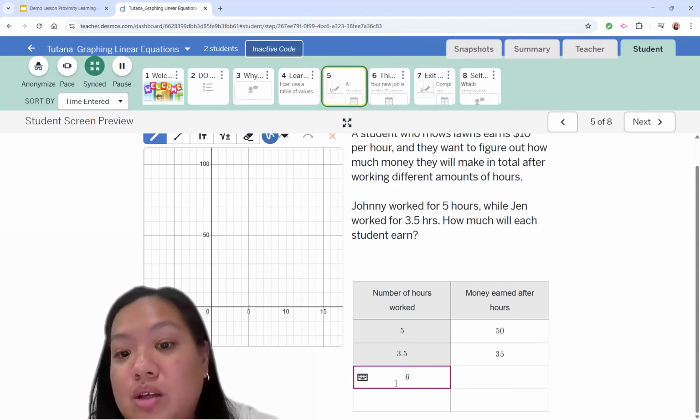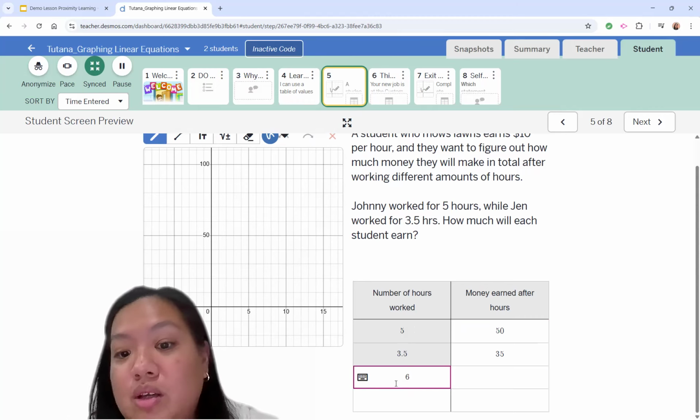your number of hours worked would be your x variable, that's the independent variable. And then your money earned after hours would be your dependent variable. It would depend on how many hours you work. So we find those number of hours here on the x-axis, and then we find that money earned after hours in the y-axis. Okay, so if Johnny worked for 5 hours, he would earn 50. So we put that mark there.